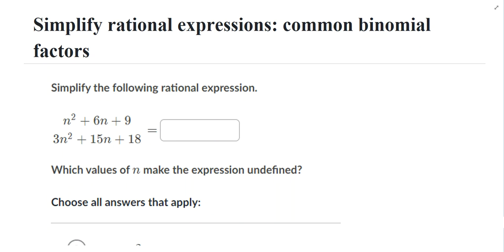In this video, we're going to be taking a look at simplifying rational expressions from Khan Academy. This time we're focusing on the section that asks you to factor out using common binomial factors.